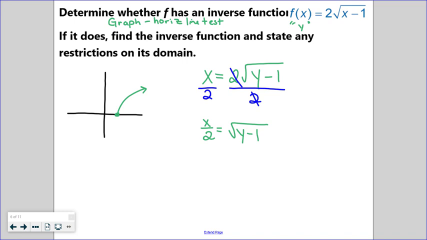I still cannot do anything with what's under the radical if that symbol is still there. So we've got to get rid of that symbol. How do I undo a square root? Square it.